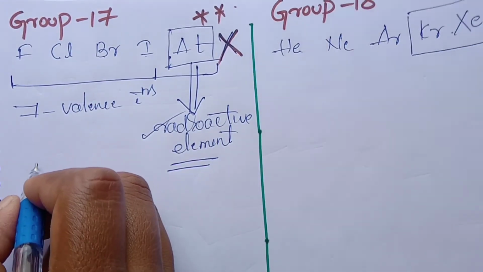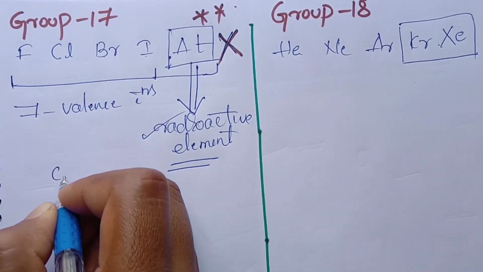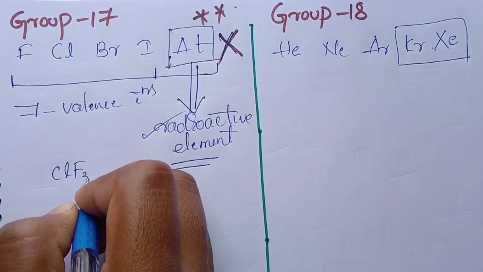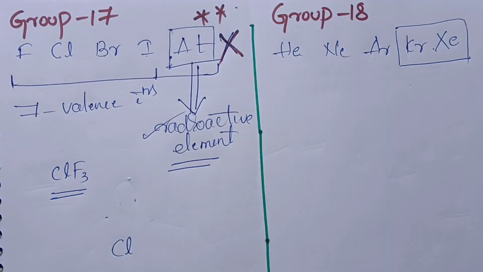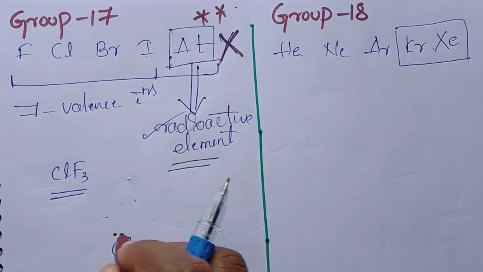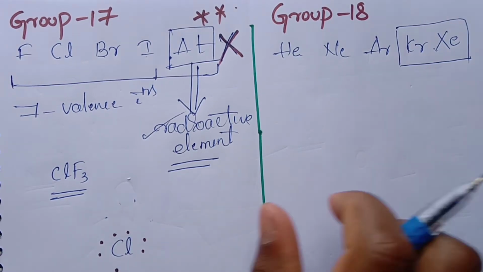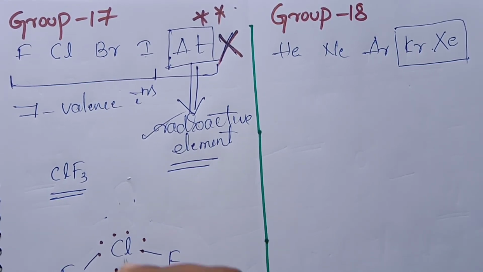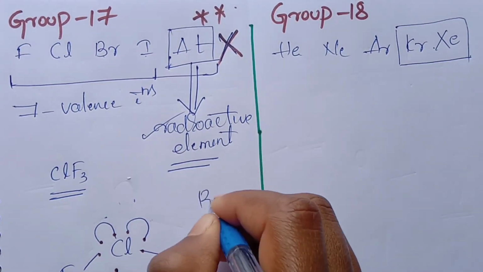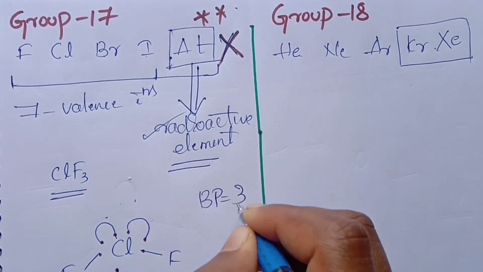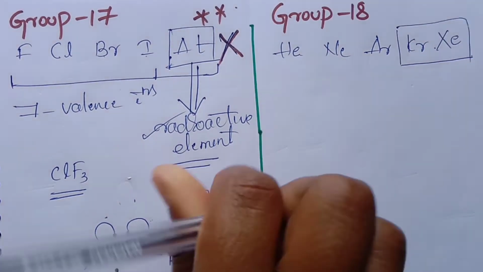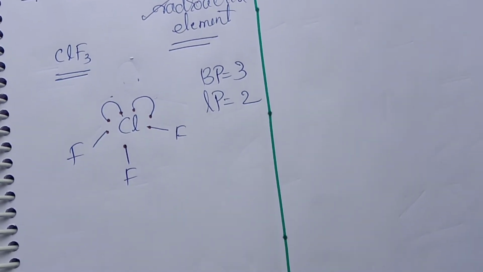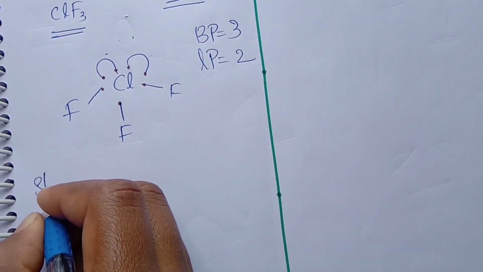We will explain through one example. ClF3, okay, chlorine: 1 2 3 4 5 6 7, it has 7 valence electrons. 3 fluorines, F and F. 2 lone pairs are present. Okay, bond pair is equal to 3, lone pair is equal to 2. Okay, then shape.